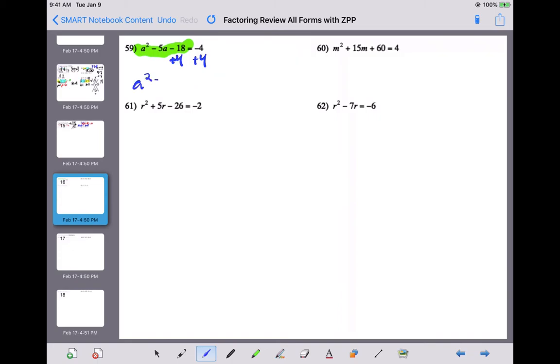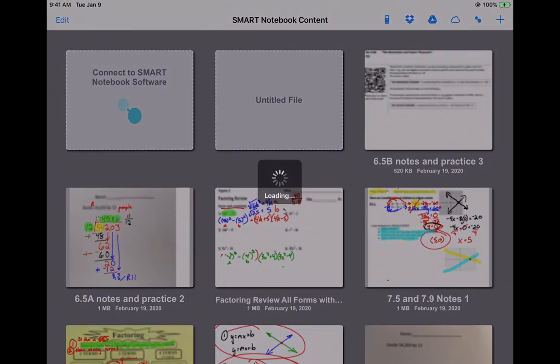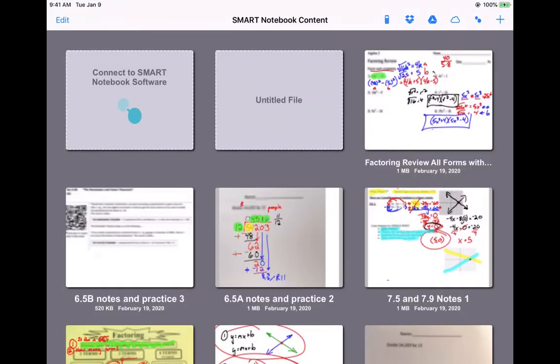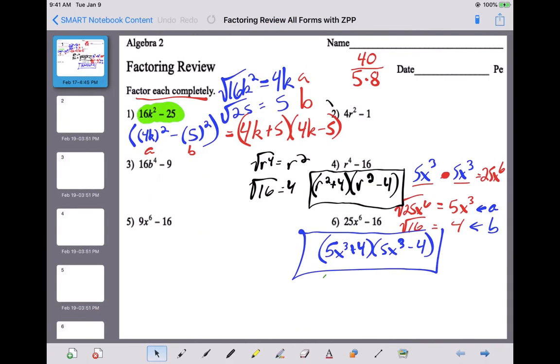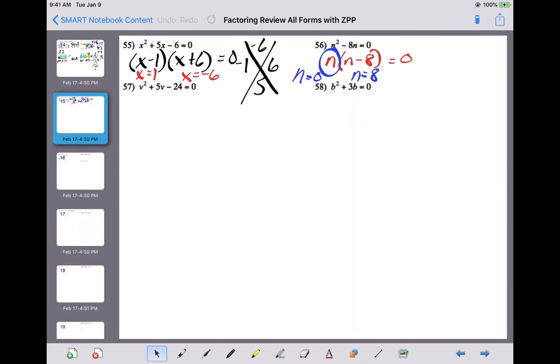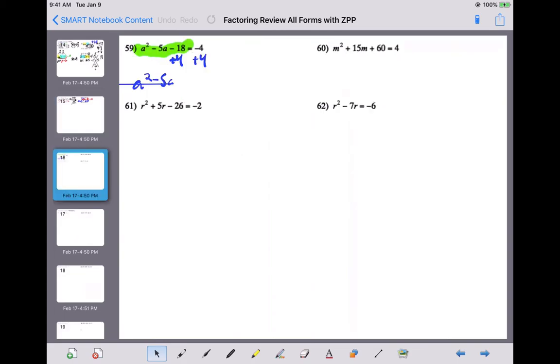So you get a squared minus 5a. Then what do we get there? Negative 14, I think. I don't know. I gotta go look. There we are. Negative 14, yep. Equals 0. So now you're looking for ways to multiply to negative 14 and add to negative 5. That would be negative 7 and positive 2.